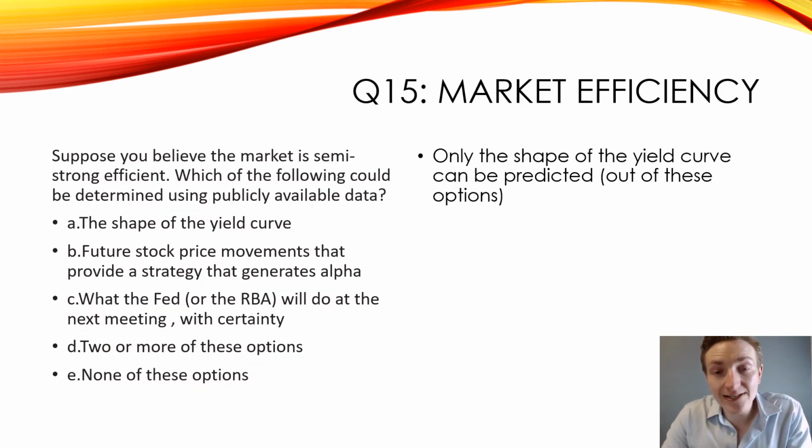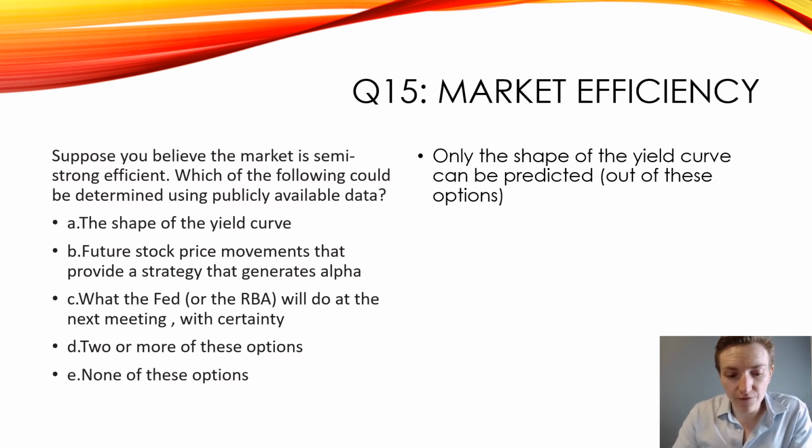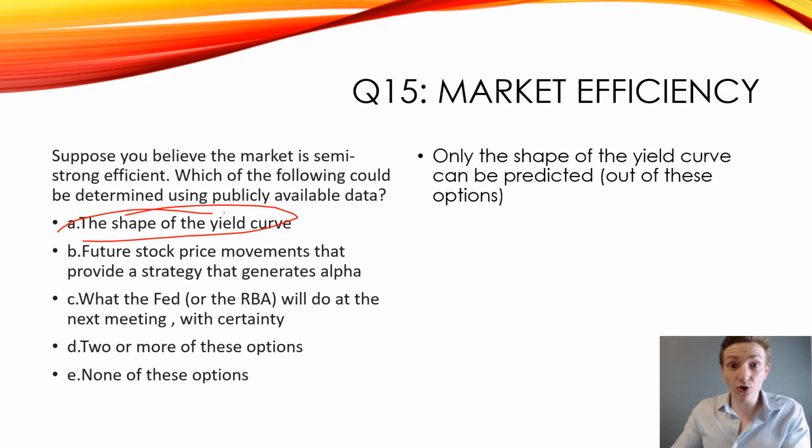In question 15, it's asking us about a market efficiency related question. It says, suppose you believe the market is semi-strong efficient. Which of the following could be determined using publicly available data? First one, we have the shape of the yield curve, and that would be correct. We can get that from publicly available data because we just observe bond prices. It's something you construct and is tautologically constructed from public information.